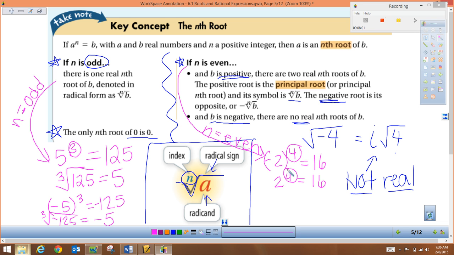So if we take the 4th root of 16, we get two answers, right? Positive and negative 2. Anytime it's even, just like when we take the square root, because the square root is 2, that's an even number. But if we were to take, again, the square root of this negative number, 2 is even, but we don't get a real answer. So there are no real solutions.